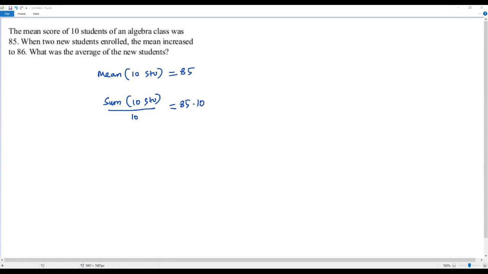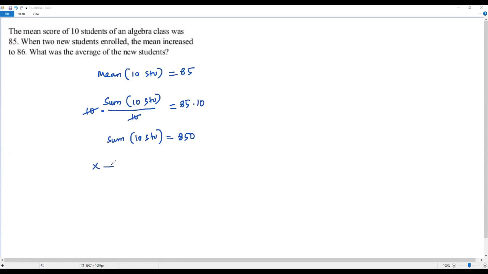Now let me multiply both sides of this equation by 10. When I do so, this 10 will cancel out. Then we get the sum of the scores of 10 students equal to 85 times 10, which is 850. Here I got the sum of the scores of the existing 10 students, that is 850.